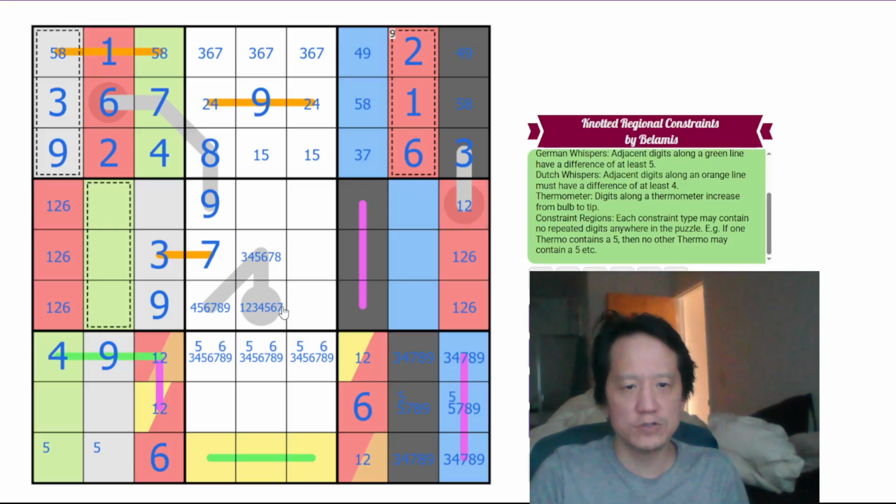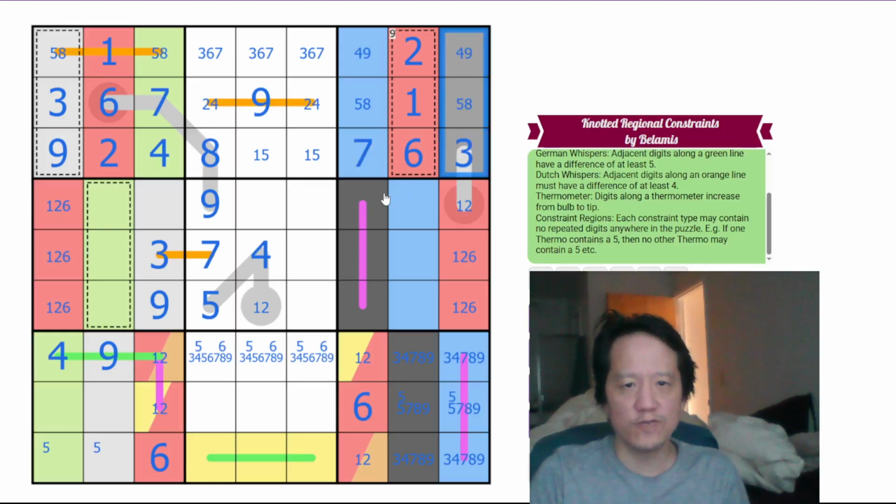This is 1 or 2. This must be 1 or 2 because it's the smallest digit left. This can't be 6, 7, or 8. This can't be 6, 7, 8, or 9. This digit must be less than that, so it has to be less than 5. This 3 eliminates 3 here, so this is 4, which makes this a 5. And we have a 1, 2, 1, 2 pair. This is 3, this is 7.